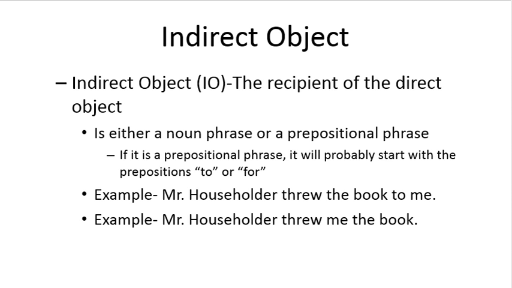So threw is a transitive verb because there is a direct object. The book is the direct object. And then to me would be the indirect object. In the second example, Mr. Householder threw me the book. Threw is an action verb. Threw what? The book. So that is the direct object. And who received the book? Me. So me would be the indirect object.